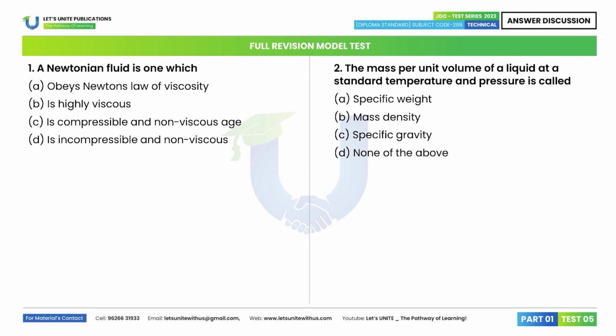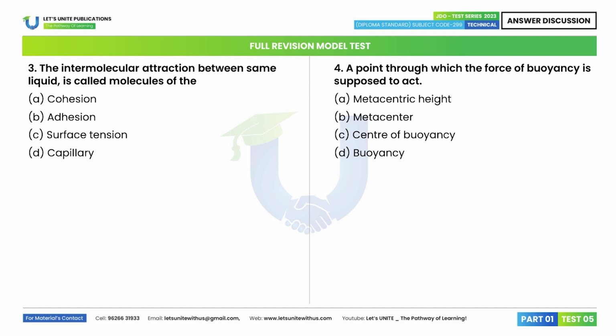First question, a Newtonian fluid is one which obeys Newton's law of viscosity. Option A is the correct answer. Second question, the mass per unit volume of a liquid at a standard temperature and pressure is called mass density. Option B is the correct answer. Third question, the intermolecular attraction between molecules of the same liquid is called cohesion. Option A is the correct answer.